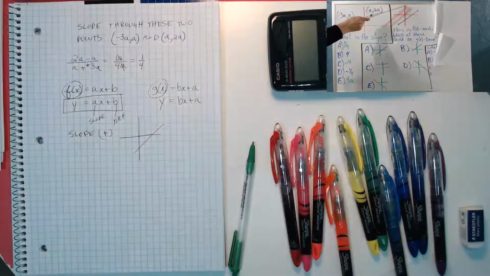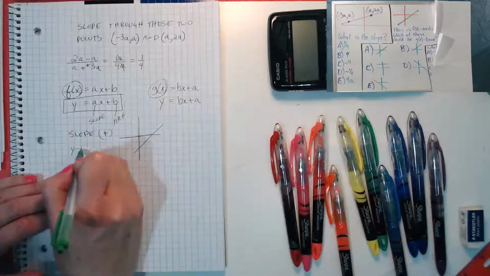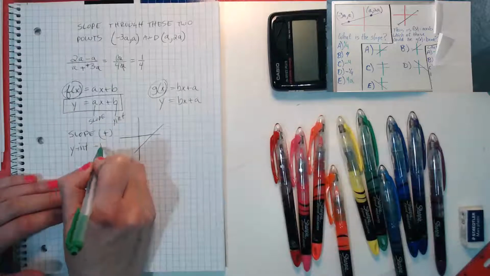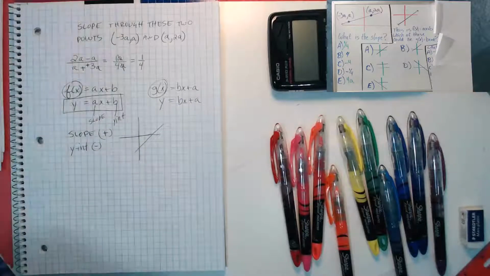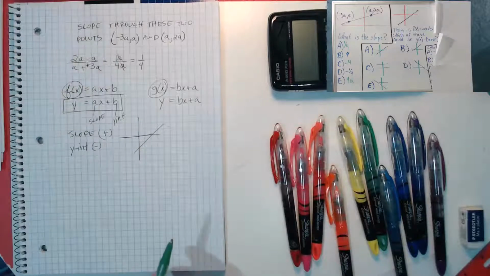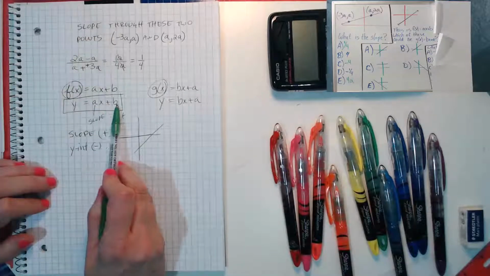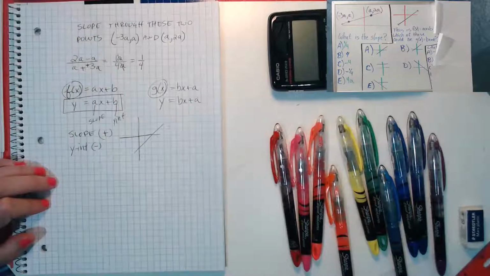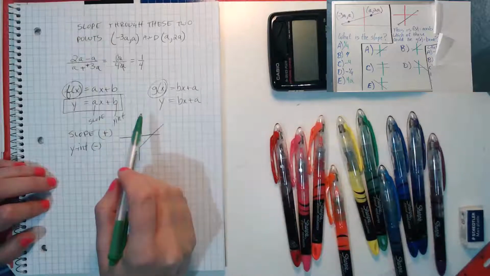Where does it cross the y-axis? Up here in the positive section or down here in the negative section? Negative. In the negative. Okay, so our y-intercept is negative, right? Okay, now they've told us that this line is written like this, ax plus b, okay? Because it says over there on the board, this is function of x equals ax plus b. Which of the answers could be bx plus a? Okay, they're trying to confuse you, but that's not going to happen.